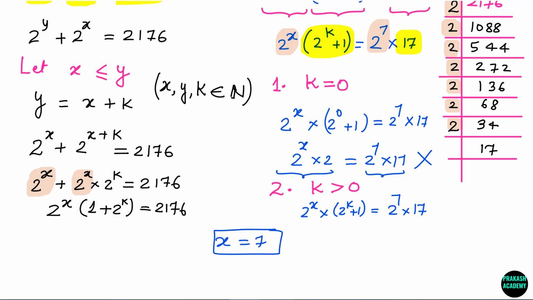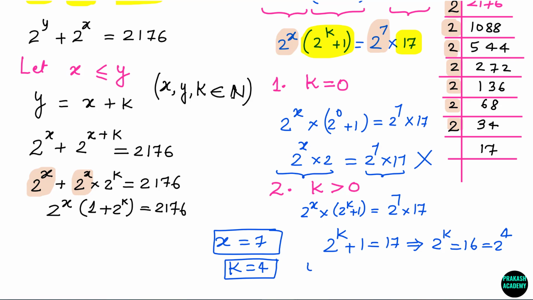And what will be the k? 2 raised to the power k plus 1 will be 17. From here I can say 2 raised to the power k is equal to 16. So k is equal to 4 because this is 2 raised to the power 4. So k is equal to 4. So the y value will be, y is basically x plus k. So x is 7 plus 4, that is 11. So what is the solution? My solution set for xy is x equals 7 and y equals 11.